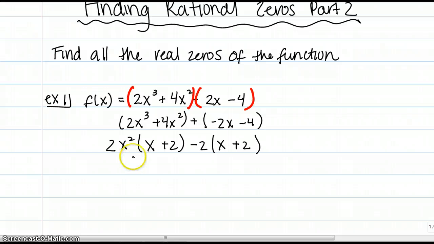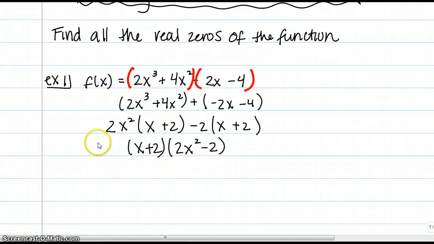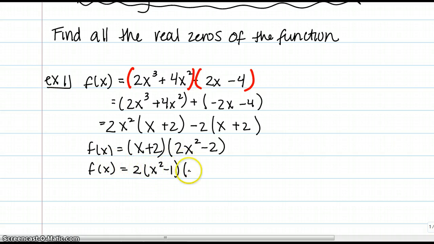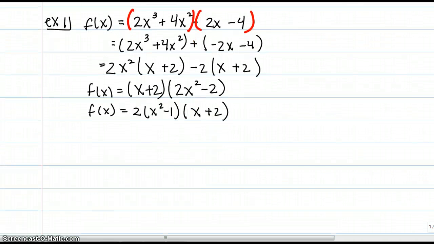Alright, lastly, I'm going to factor out a new GCF. Both of these terms have an x plus 2. So x plus 2 is my new GCF, and I'm left with 2x squared minus 2. So this equals f of x still. But let's take a look at this. I'm not sure I really like this 2x squared minus 2 because I see another GCF in there. So if I change that to 2 times x squared minus 1 and still multiply that by x plus 2, now it looks a little bit better.